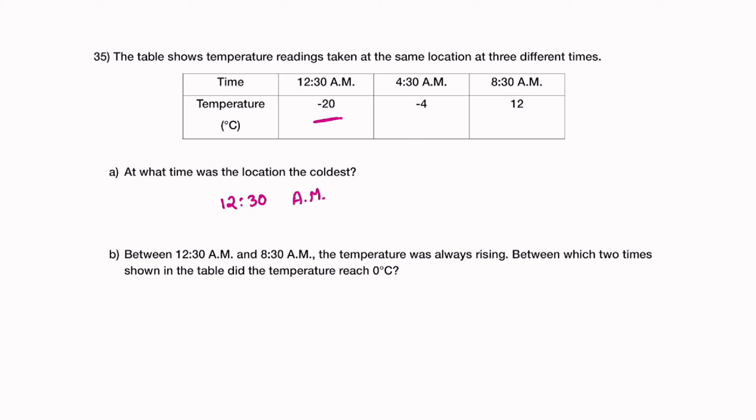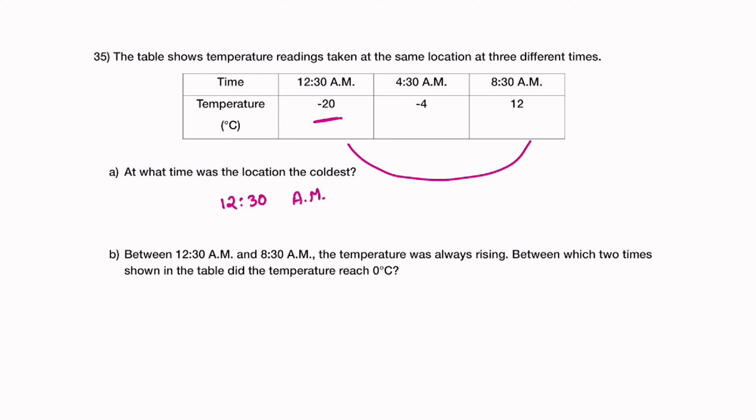Between 12:30 a.m. and 8:30 a.m., so that's the entire duration basically. So between these two times, the temperature was always rising. Yes, we can see that, right? Because at 12:30 a.m. it's minus 20. At 4:30 a.m. it's minus 4. So it is rising. And again at 8:30 a.m. it's 12. So it is rising.